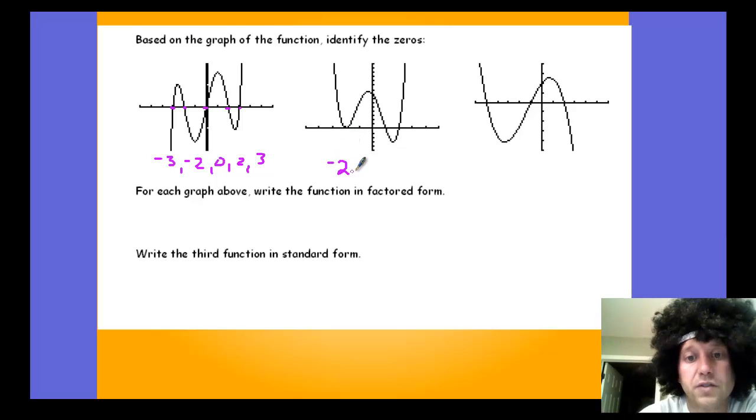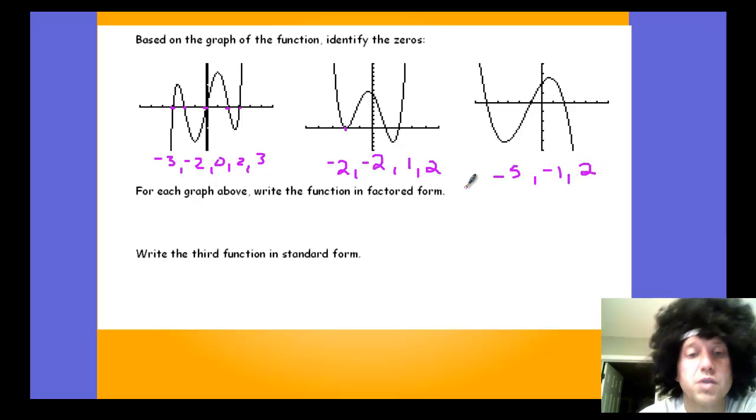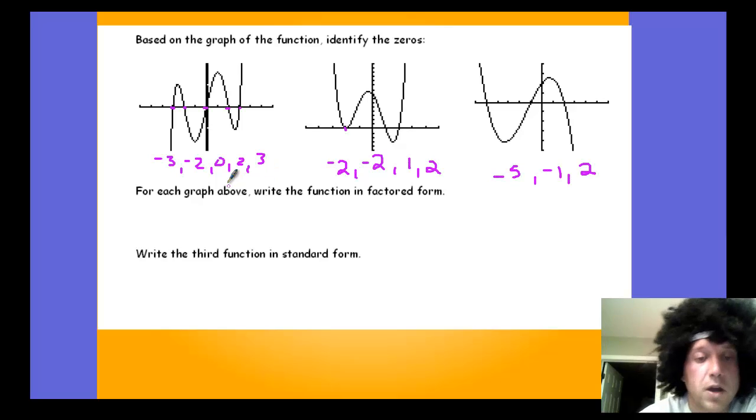Here we'd have -2, it's an extreme, it's a relative min, so we have a double root, so -2 and another -2, and then we have 1 and 2. For this one, 1, 2, 3, 4, 5, so we have -5, -1, and 2 are our zeros, or our x-intercepts. We can take these and we can put them into factored form.